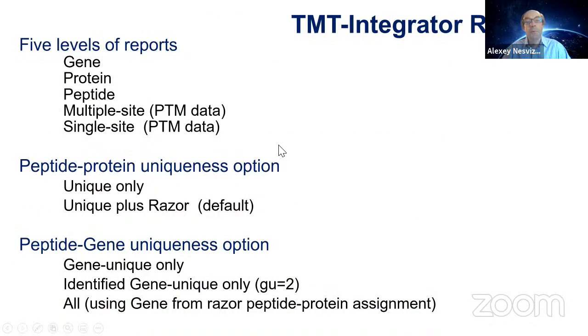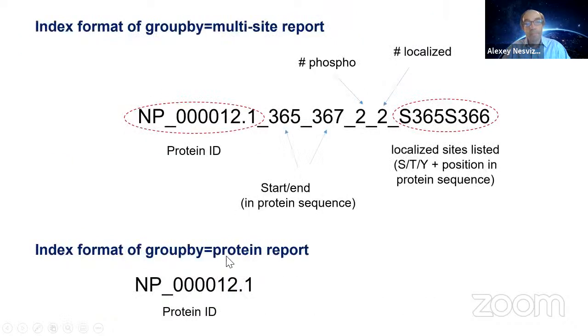As well as the reports that we generate, the gene, peptide, protein level, multi-site reports, and various important options such as using unique peptides or unique plus razor, which is the default, as well as generating tables at gene level, but again, keeping only peptides mapping to one gene, as the most conservative approach, or using gene-level protein inference, and so on and so forth.